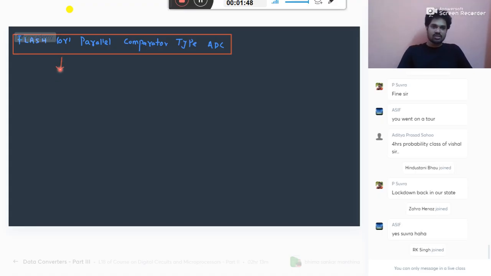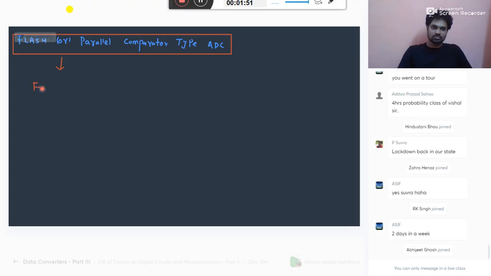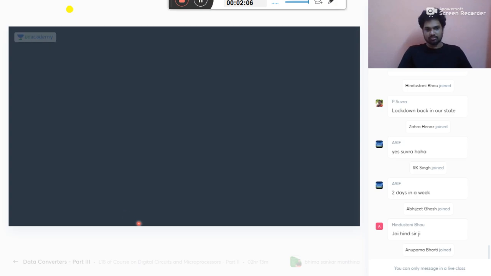So this is the fastest ADC. Okay, this is the fastest ADC. What is this? Flash type or parallel comparator type ADC is the fastest ADC. Okay, so now let's implement this. In this, we are going to discuss 3-bit parallel comparator or flash type ADC. Both are the same. So we are going to discuss this one, the 3-bit parallel comparator type ADC.